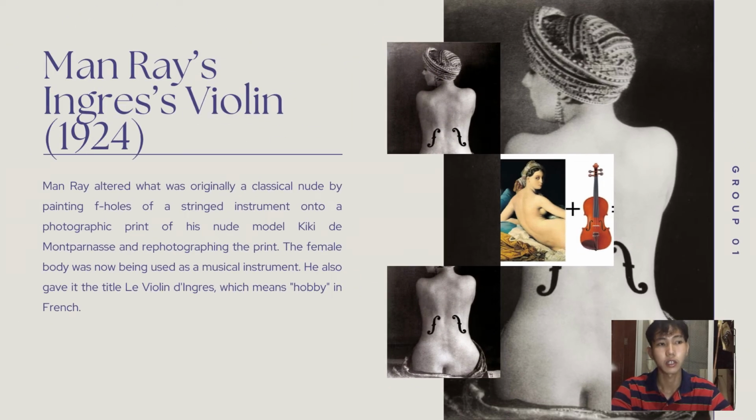The third one is Man Ray's Ingres's Violin, in 1924. So Man Ray altered what was originally a classical nude by painting F-holes of a stringed instrument, specifically a violin, on a photographic print of his nude model, Kiki de Montparnasse, and rephotographing the print. The female body was now being used as a musical instrument, and he gave this one a title, Le Violon d'Ingres, which means hobby in French.